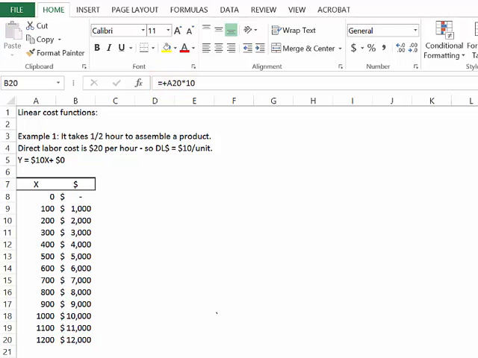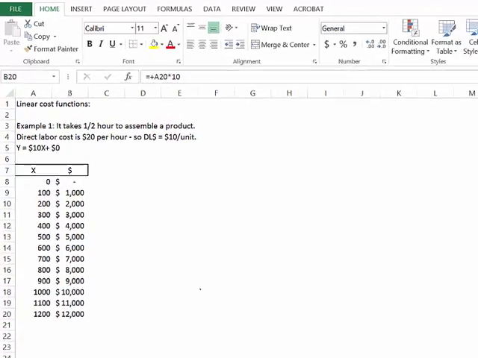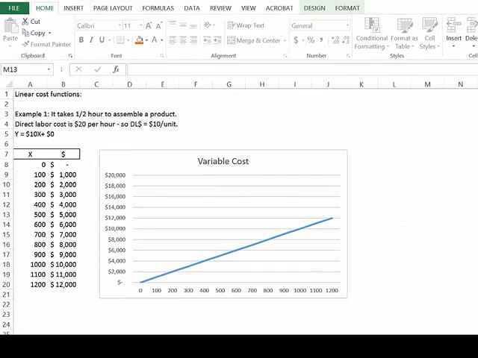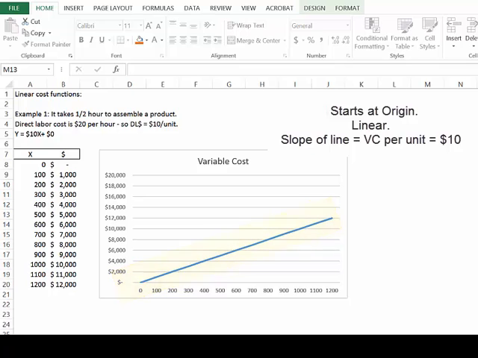Now what we're going to want to do is graph this and see how that graph looks. Okay, so what do we know about this graph? It starts at the origin. If I make no widgets, my cost is 0, and it goes up in a linear fashion. In other words, it is a straight line, and the slope of that line is 10.